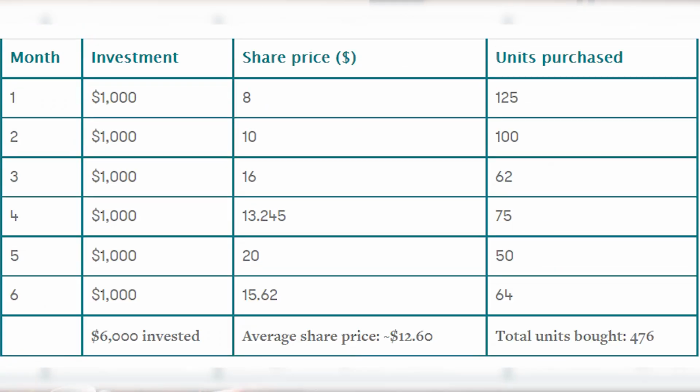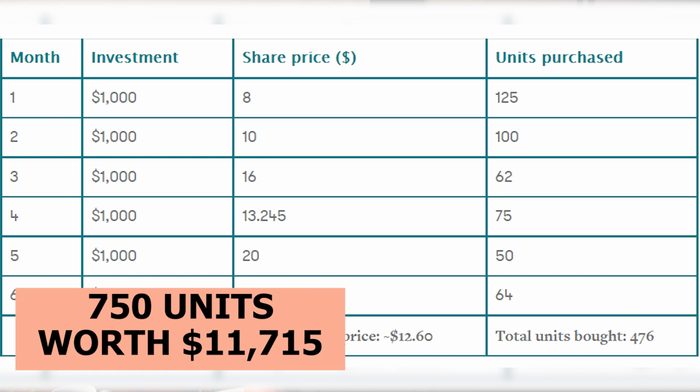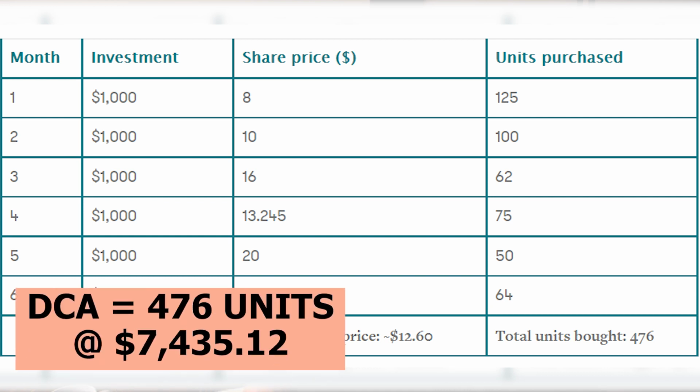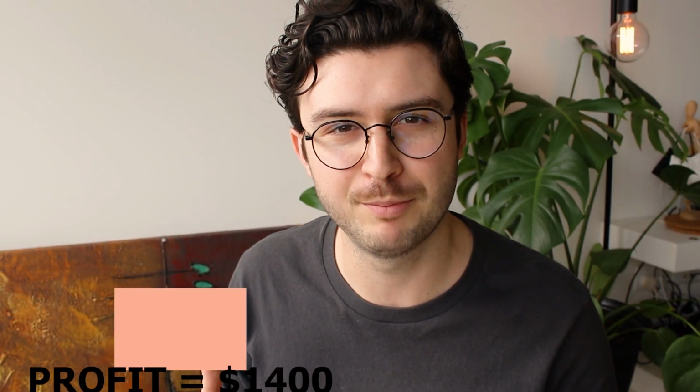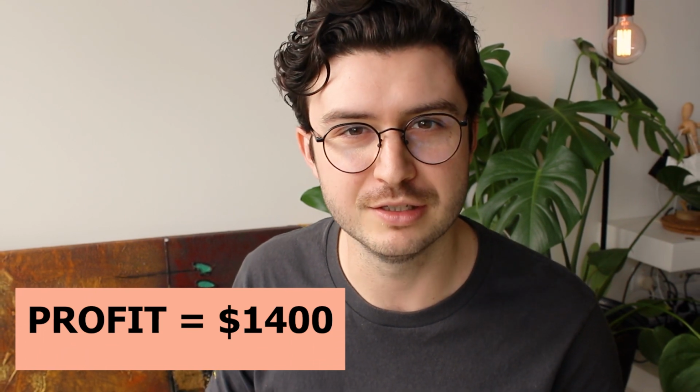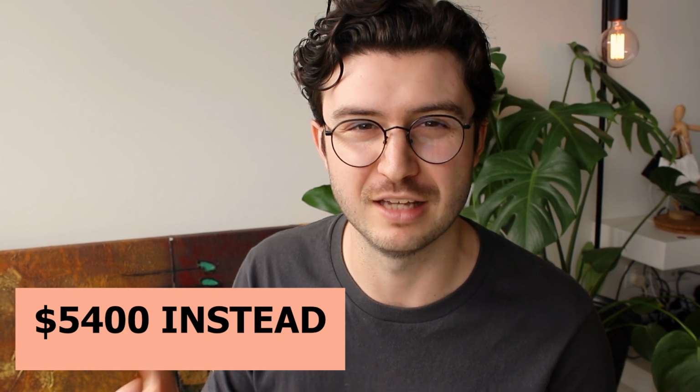If the investor had put the full $6,000 in to begin with, by the end of the 6-month period, they would own 750 units worth $11,715 in the current market. But by dollar cost averaging over that same period, the investor has ended up with 476 units worth a total of $7,435. This means while they've still made a profit of around $1,400, they haven't made the profit they would have otherwise, which would have been about $4,000 extra.